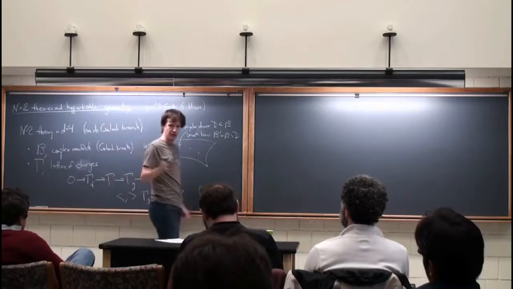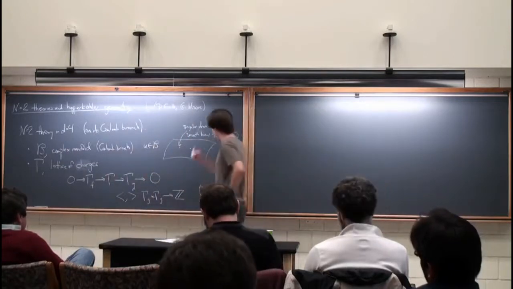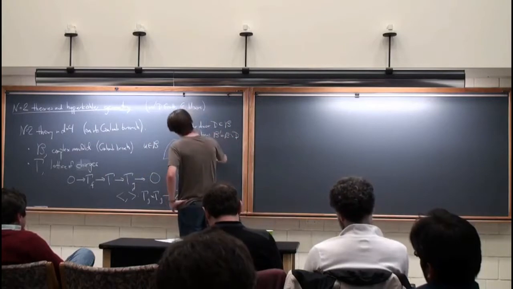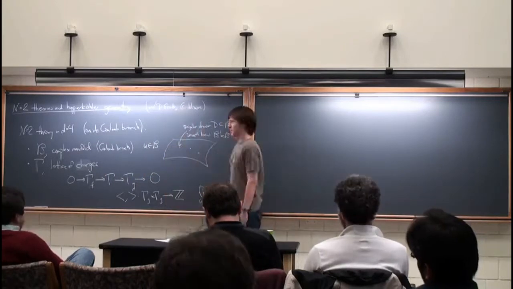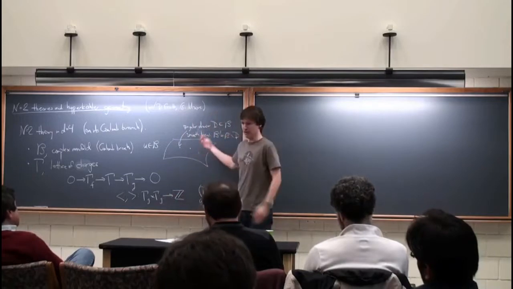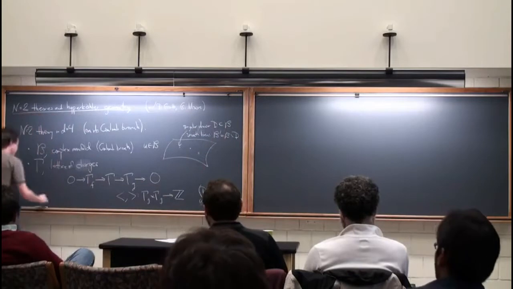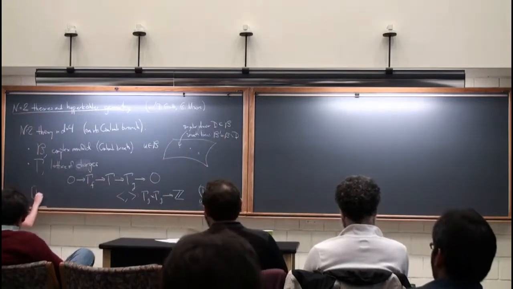So as you move around in the Coulomb branch, this is one of the most important things that Seiberg and Witten pointed out. As you move around in the Coulomb branch, there can be monodromy. So if you have, for example, an electron here and you go around, it may come back as electron plus a monopole or something. So this is really more carefully a local system of lattices.